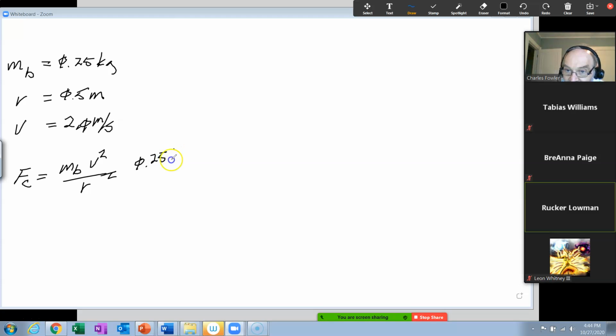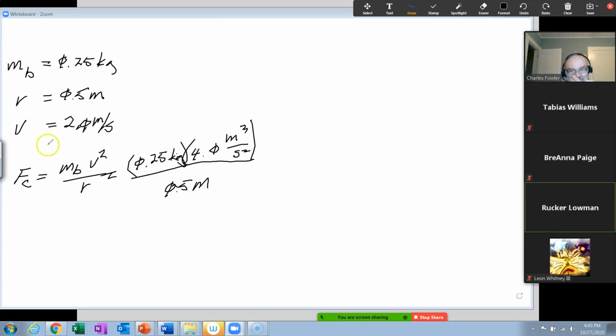So this is going to be 0.25 kilograms times v squared, which was 2 squared, which would be 4.0, but square your units as well. Meter squared per second squared. You square not just the number, but the units as well. Divided by r. Your r was 0.5 meters. Okay? Keep up with your units. They are your friends here.